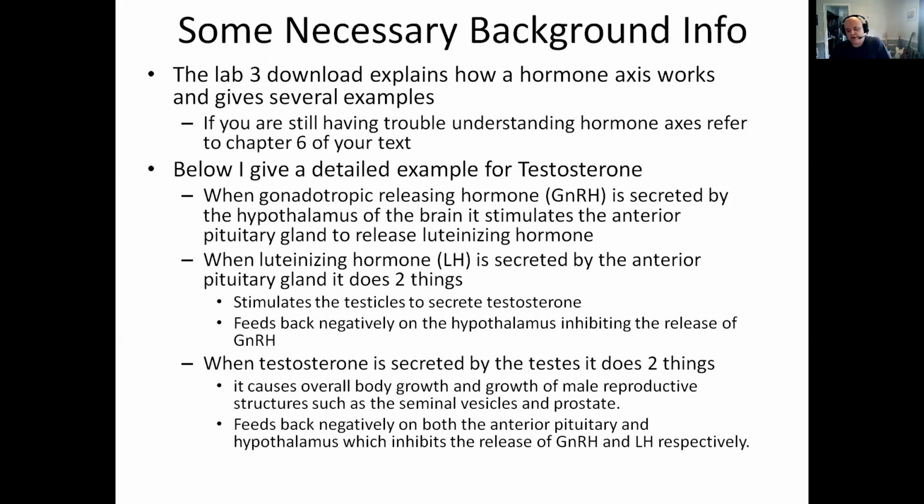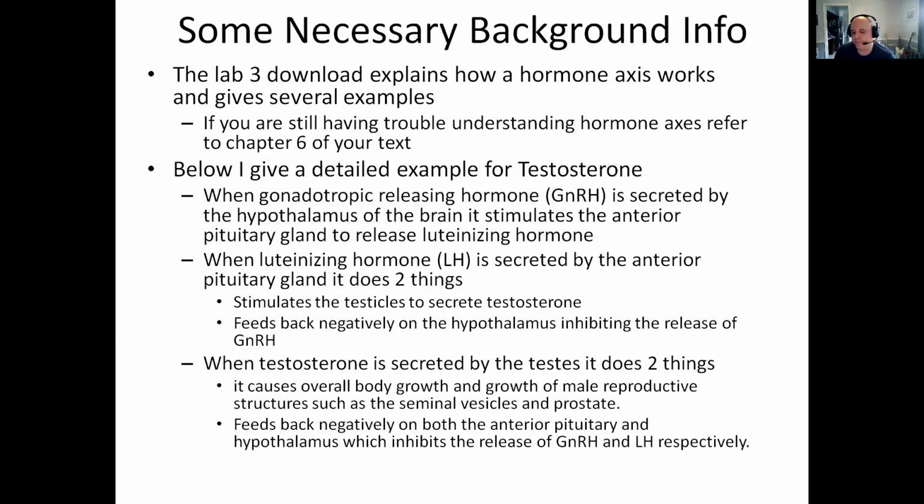But it has another effect as well, and that is it's also going to feed back on the organs that control it. So it's going to negatively feed back on both the anterior pituitary and the hypothalamus, slowing the release of GnRH and LH respectively. Okay? Again, that's that negative feedback, and that's how an axis works.